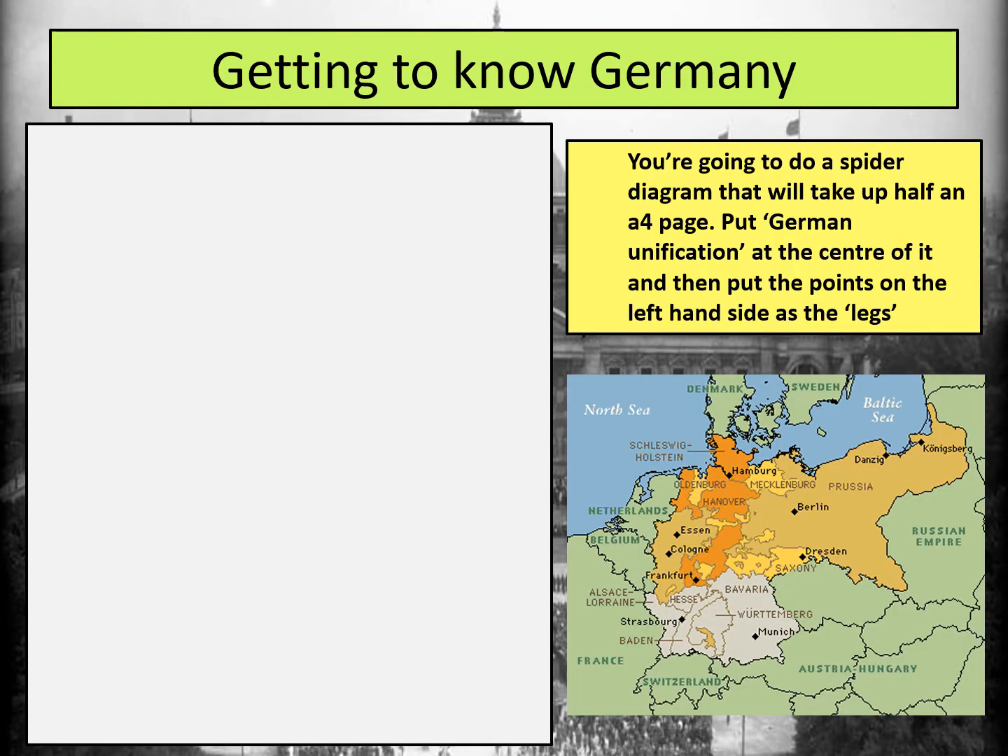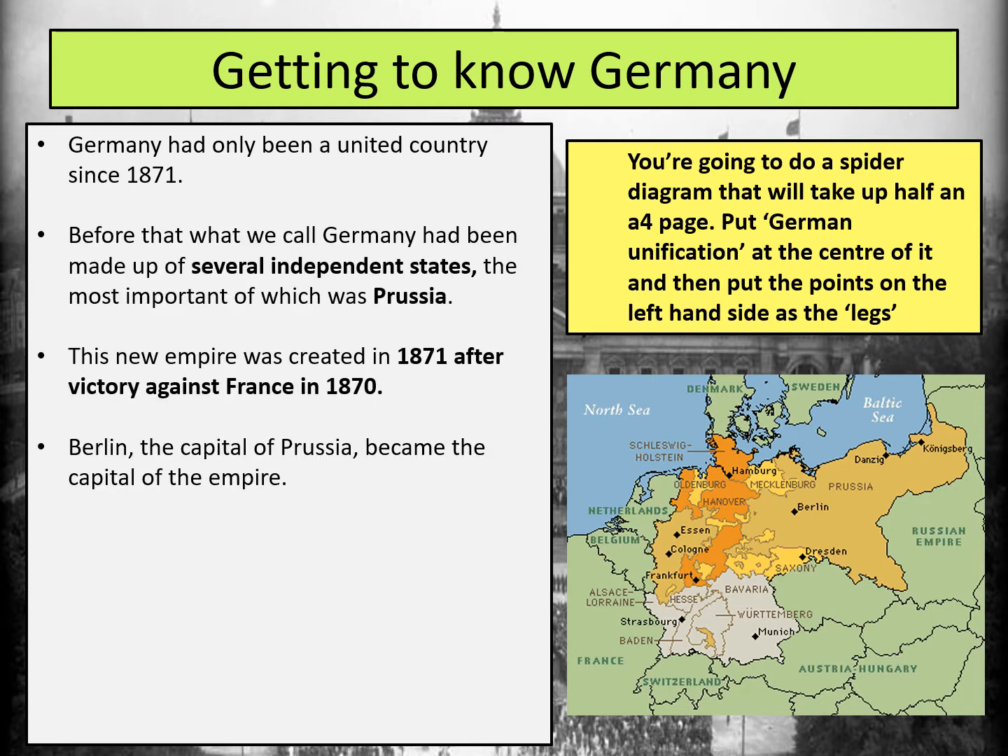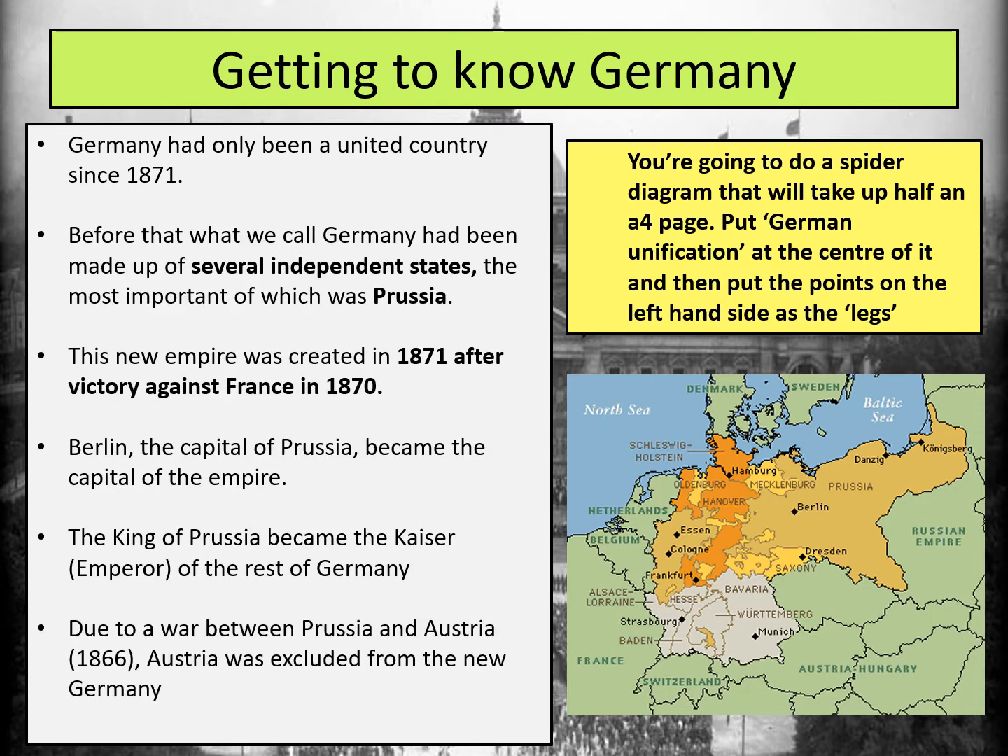So for this task, we just want you to get to know Germany a little bit better. So if you could please do a half-page spider diagram where you put German unification in the centre, in the little bubble, and then your legs are these points that are going to come up here on the left-hand side. So essentially, we just want you to get to know the fact that Germany wasn't actually one united nation called Germany until 1871. Before then, it was a collection of loads of different states, including one called Prussia, which I'm sure you can see, which I've just circled there.